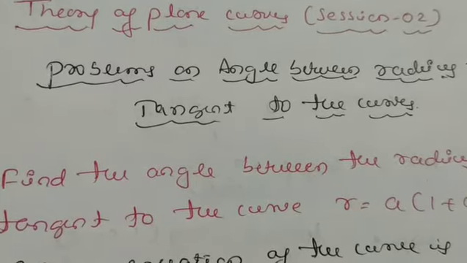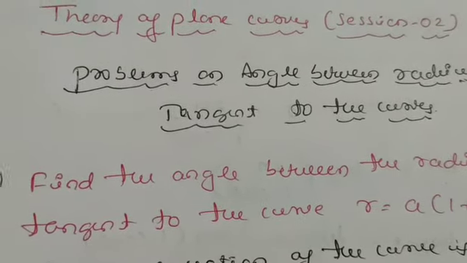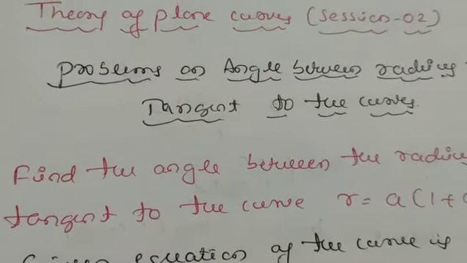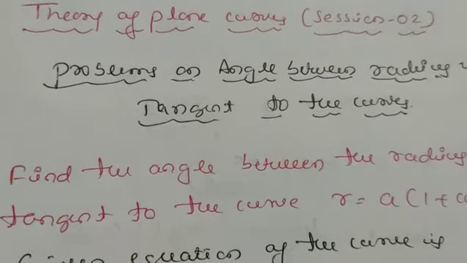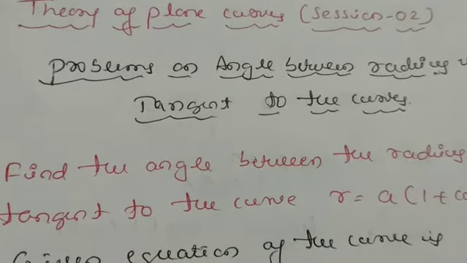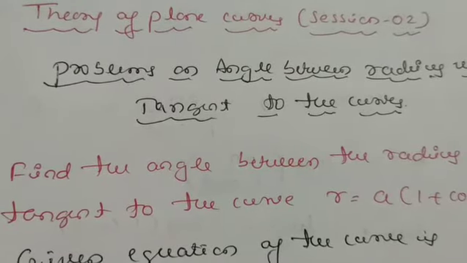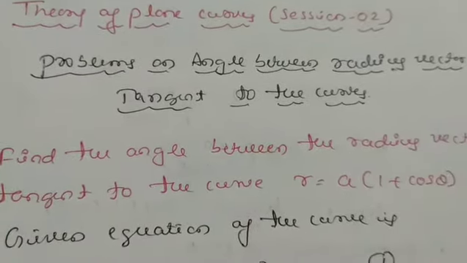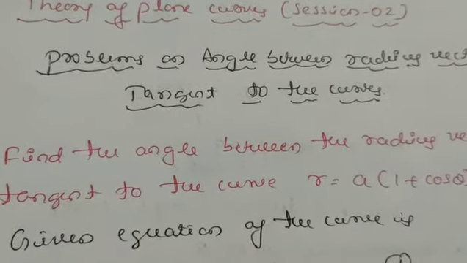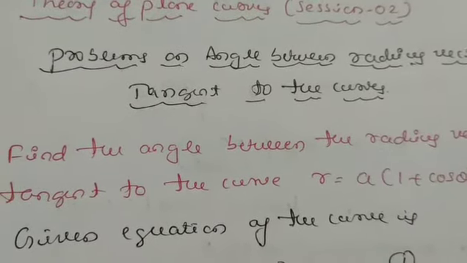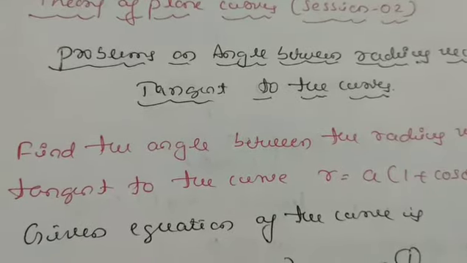In the last session we studied the definition of polar curves and the relation between Cartesian and polar curves, and one important formula: the angle between the radius vector and the tangent to the curve. In today's session we are going to study some examples on this topic.